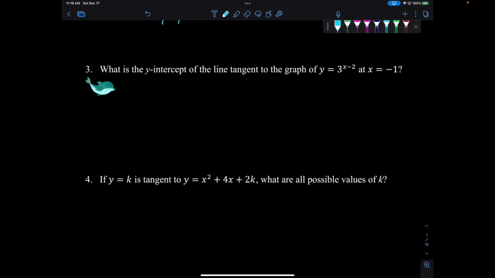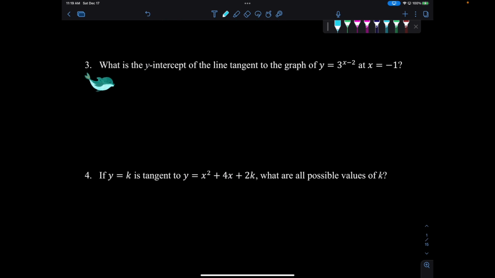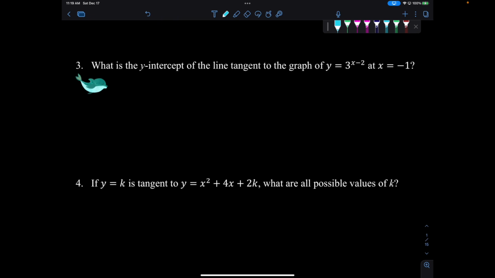So what is the y-intercept of the line tangent to the graph of y equals 3 to the x minus 2 at x equals -1? I'm going to do this without a calculator, but then the answer is just ridiculous. I think as I was practicing, I actually did this problem, and I was like, I don't know, maybe this actually should be a calculator problem. So let's see. If I were doing it without a calculator, I'd first figure out the y value, right?